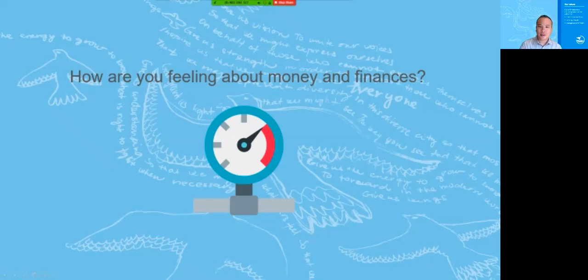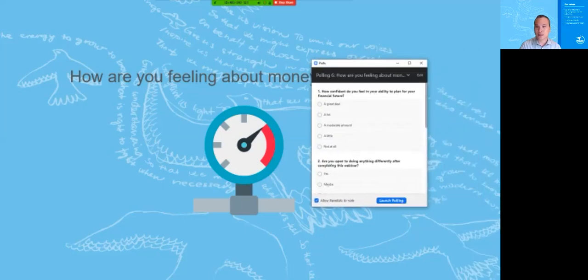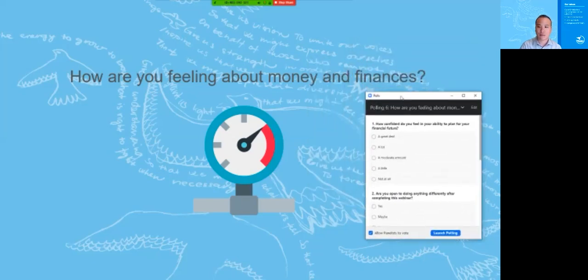So how are you feeling about money and finances? So this is a check-in. How are you feeling? And it's a good time to ask yourselves where you stand, especially with all the changes that are happening. Now, the polls that I'll put up are all anonymous. So I can't see the individual attendees and how they answer. So please feel free to answer these honestly, because I can't see it.